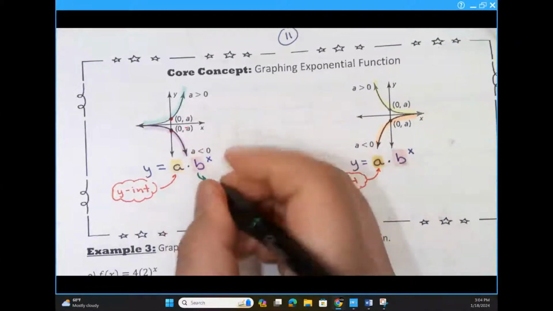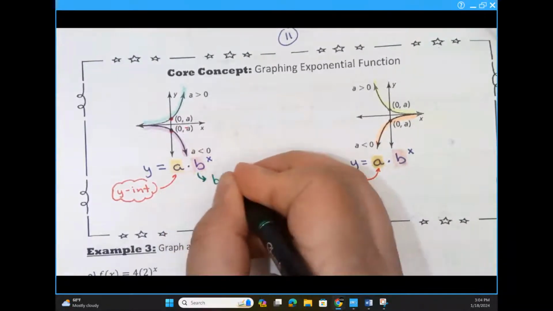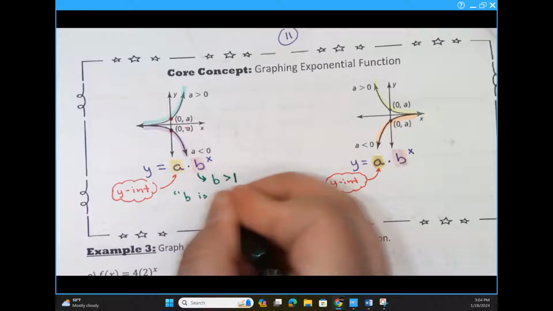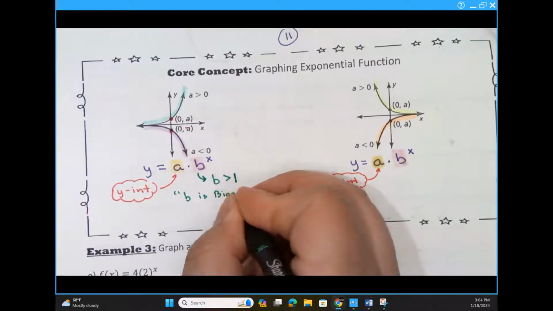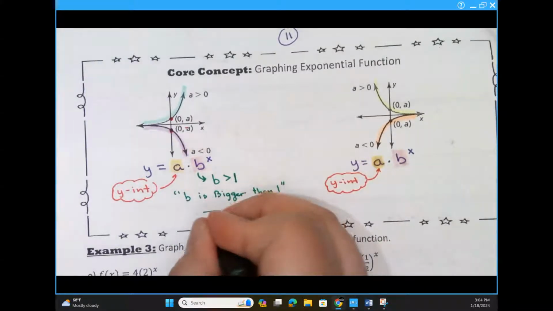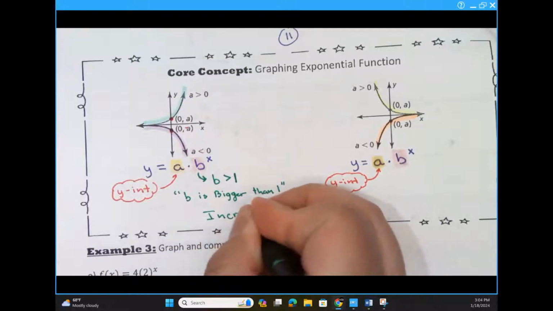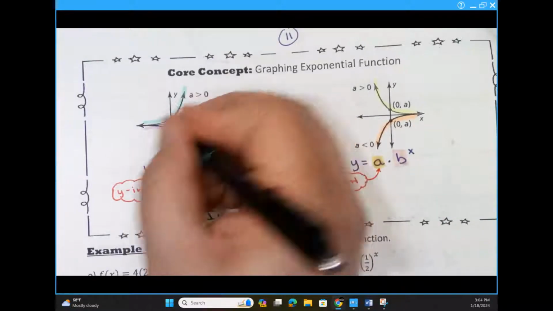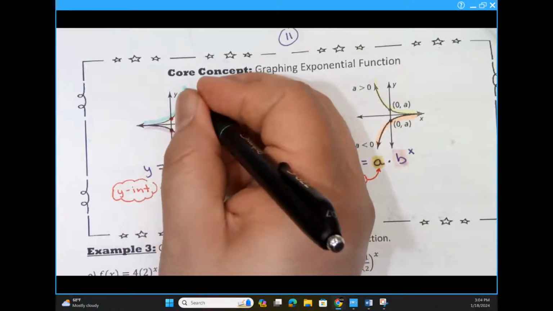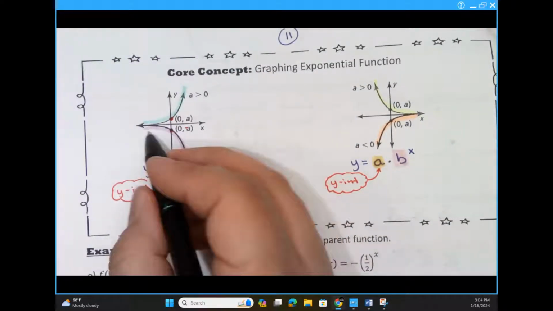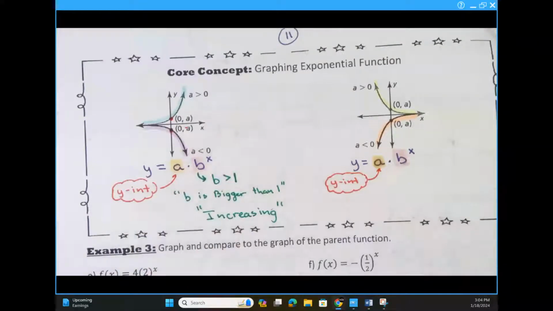It says b is greater than 1. So what they're saying is if your b is bigger than 1, then we are going to have what we call an increasing exponential function. That's why it's taking off. Look, it's like an airplane. It's on the runway, and then it takes off. Okay? Again, this is taking off kind of in the negative direction. Think of it as a submarine. It's diving down. It's taking off from where it was. So when something is taking off, it's increasing.